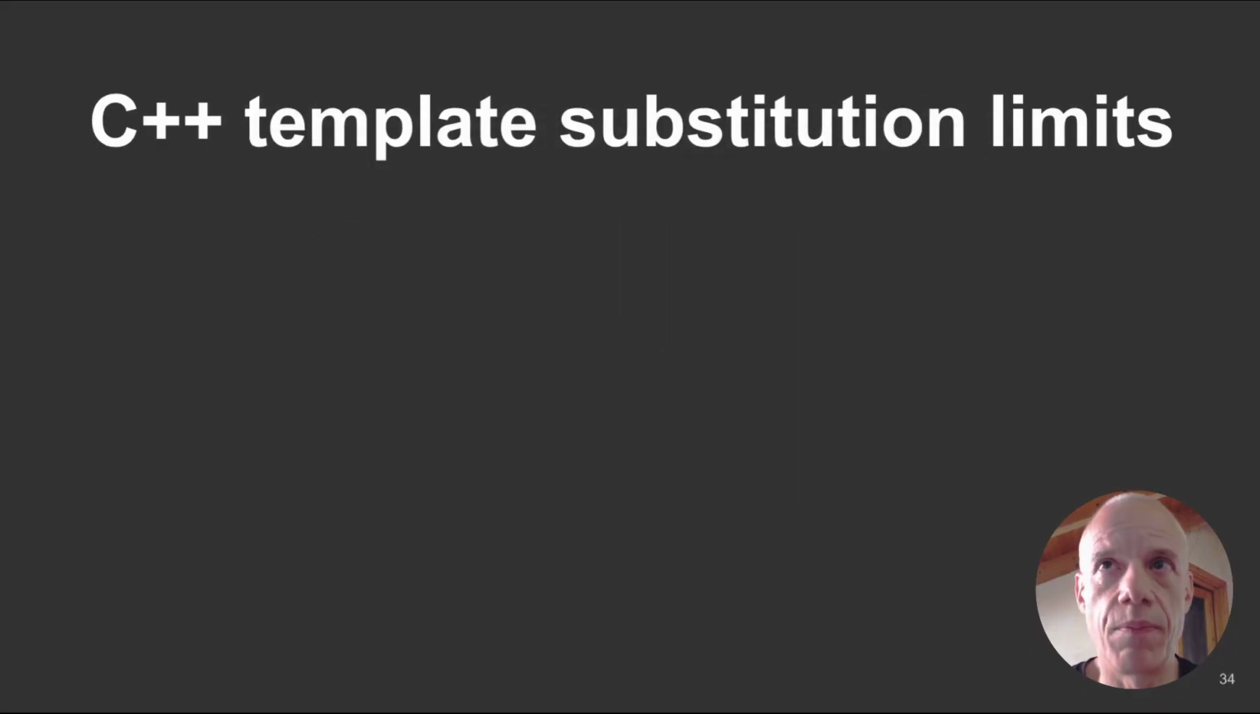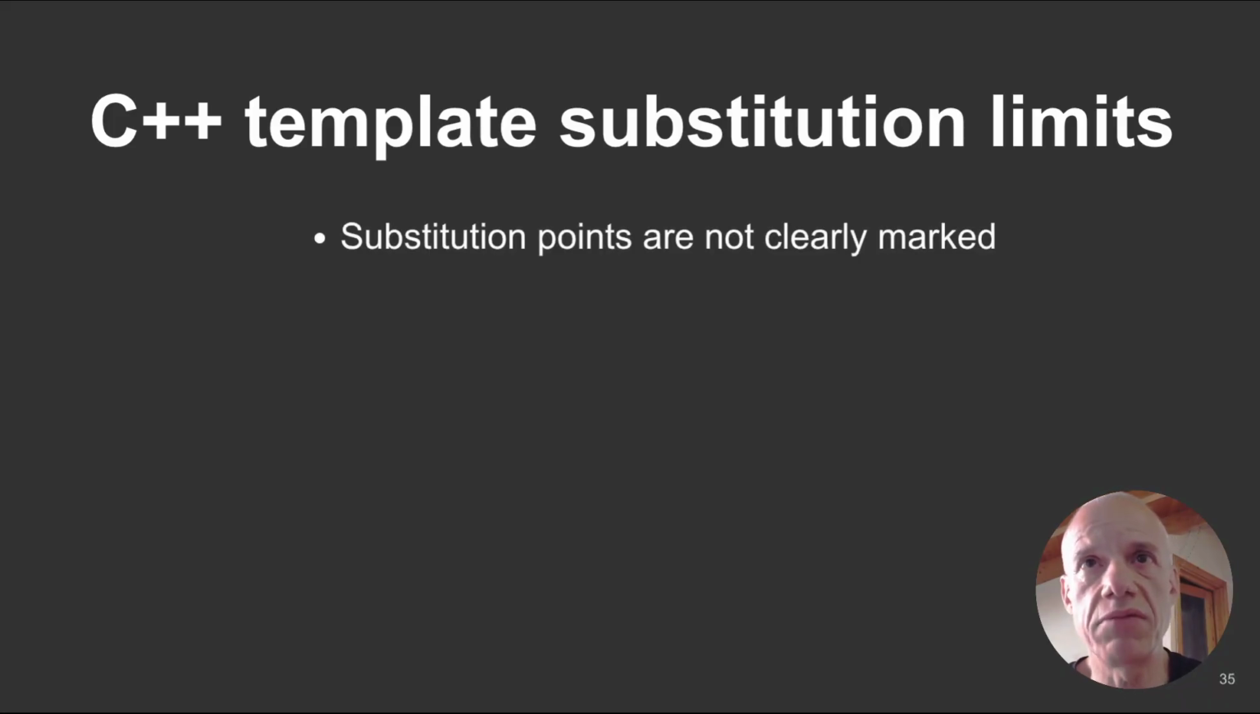And why am I saying so? C++ template substitution, in my opinion, has a few structural problems that are not easy to solve. The first is that substitution points are not clearly marked. So when you see a template in C++, the substitution points are just identifiers, just the name of the parameter. And that's all. There is no clear marking at the grammar level.